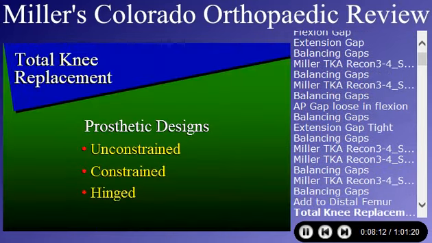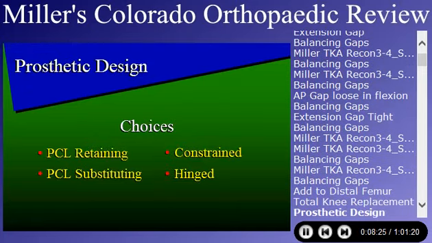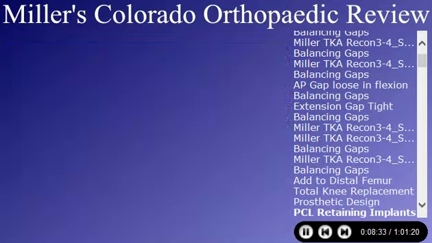Going on to prosthetic designs, they'll always ask a couple questions here on this, always. The designs are unconstrained, constrained, and then what I call a hinge, which is basically really constrained. The choices are cruciate retention, cruciate substituting, constrained high post, and constrained hinged prostheses.